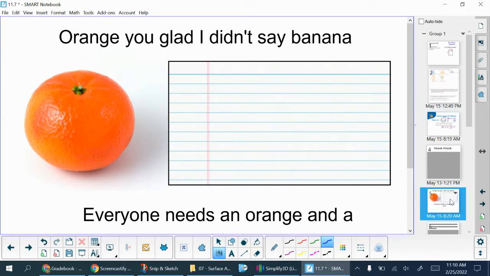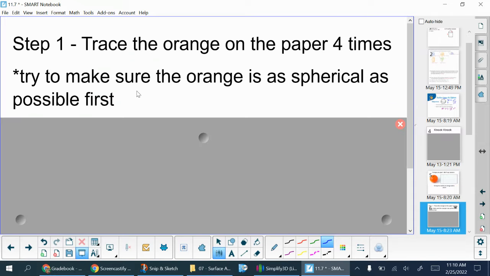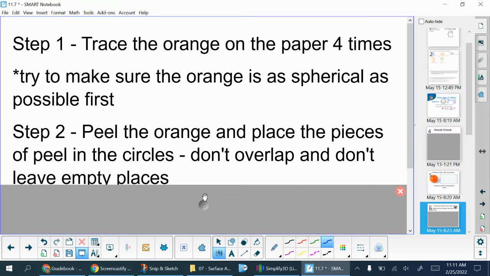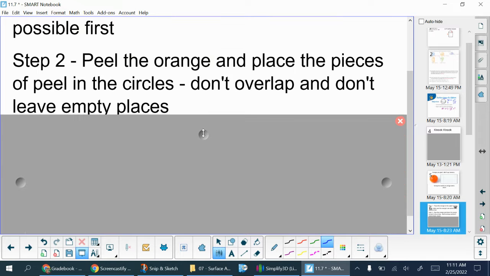So if you were gone and you're just watching this video, you missed out on the oranges. So here's what we did. We took an orange, we traced it on the paper 4 times to get 4 circles that had the exact same radius as our orange. We peeled the oranges and we tore up the peels into little pieces, and placed them on those circles.